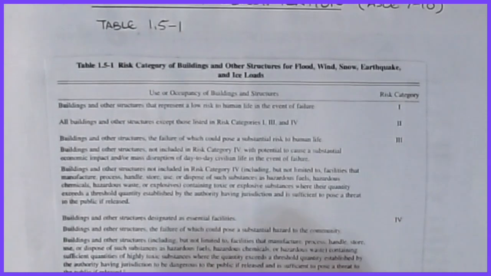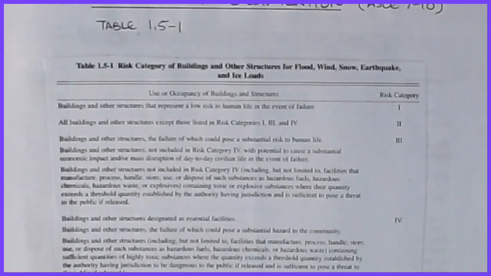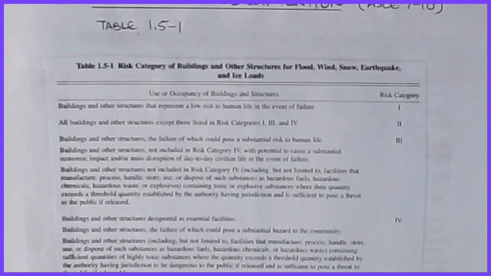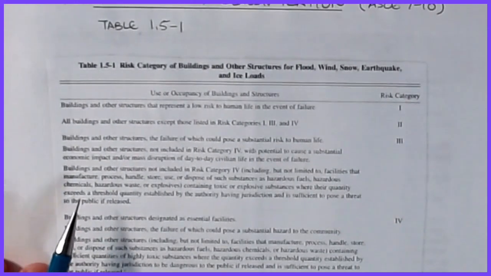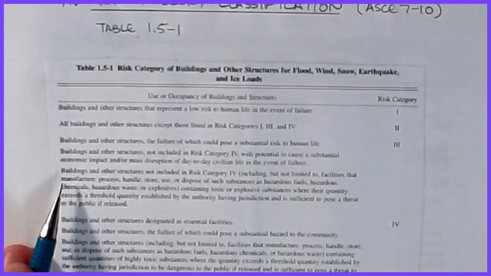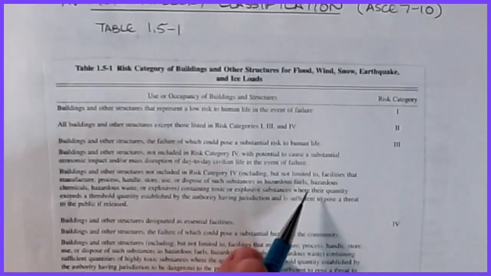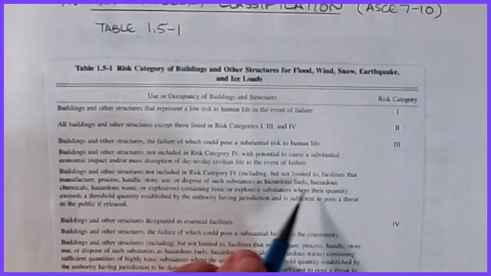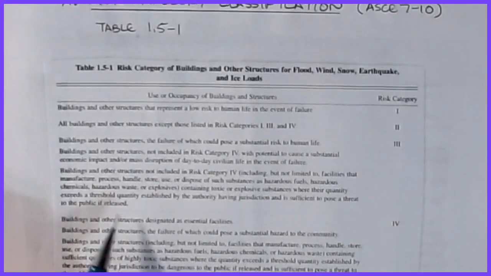Okay, so maybe it's not necessarily the loss of life, and now it's the impact to the human life. Something that took out, say, the subway system in New York City might be considered a Category 3. Okay, if it's shut down, then people can't get around the city to perform their tasks or do whatever. That would be a Category 3 kind of thing. You can also say buildings and other structures not included in risk Category 4, including but not limited to facilities that manufacture, process, handle, store, or dispose of such substances as hazardous fuels. So again, you're starting to see that same statement come around here.